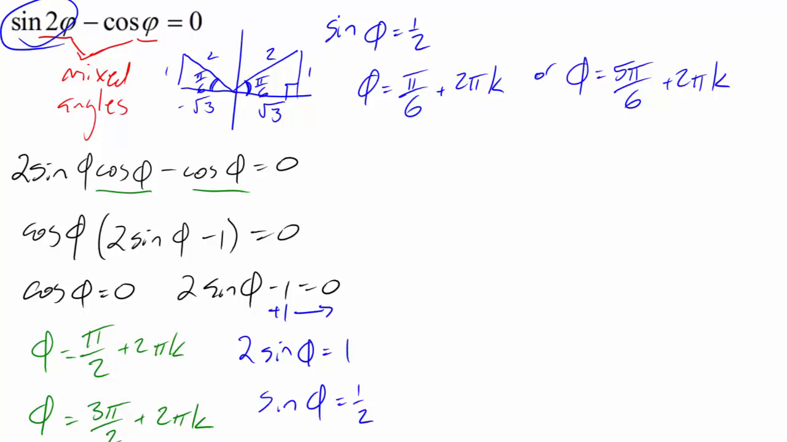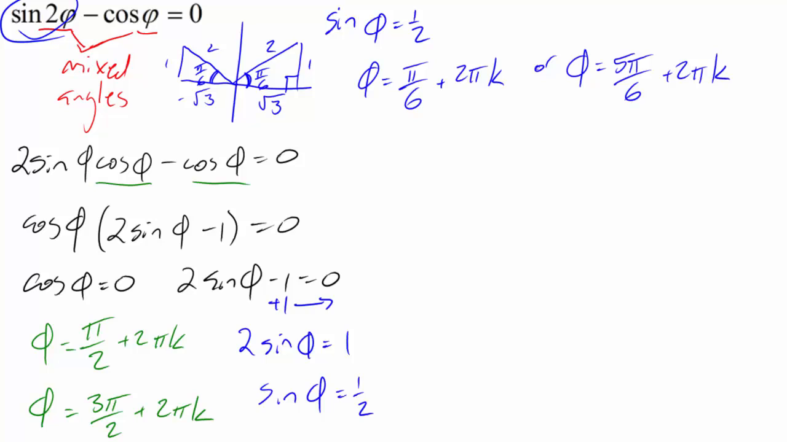Now, let's go ahead and look for our specific solutions. We were asked to find solutions over the interval 0 to 2 pi, including the 0, not including the 2 pi.